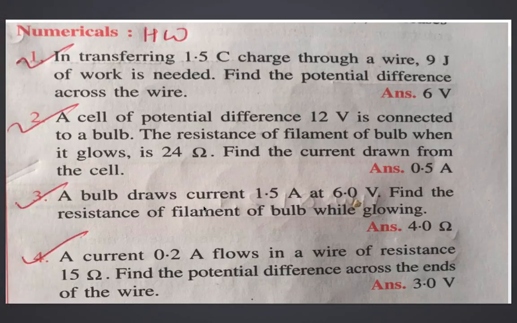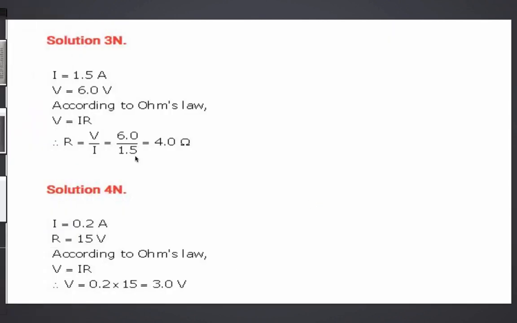A bulb draws current 1.5 ampere at 6 volt. What is 6 volt? The potential difference. So V is given. What is 1.5 ampere? It is the current. The question is find the resistance of filament of the bulb. Again, which law? I and V. So V equals to IR, by Ohm's law. See, I have written according to Ohm's law, V equals to IR.